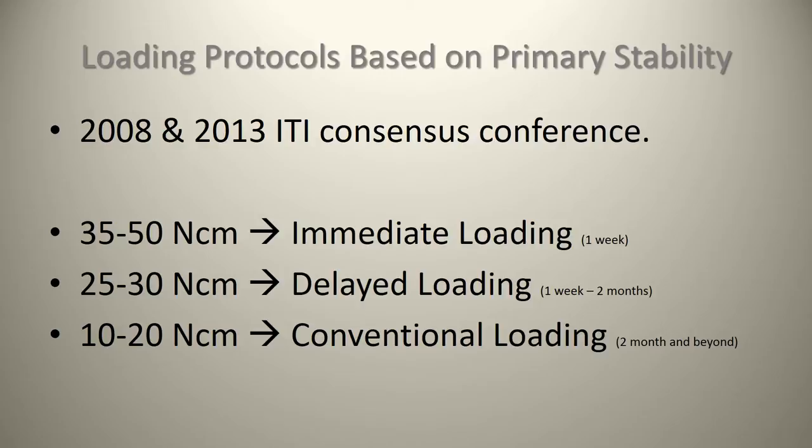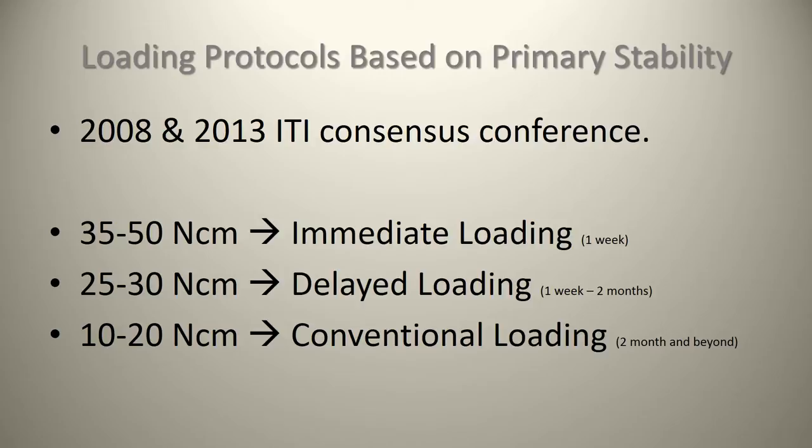And more or less what they stated was, if you were able to get 35 to 50 newton centimeters of primary stability. And remember that newton centimeters or torque is a rotational component. It doesn't necessarily talk about the lateral stability. I've seen implants in my own practice where we were able to get excellent primary stability from a rotational stability perspective. However, when you push on these laterally, you'll notice that there's very, very weak lateral stability. In many cases, this is for patients where we'll be extracting teeth and doing immediate placement of implants.